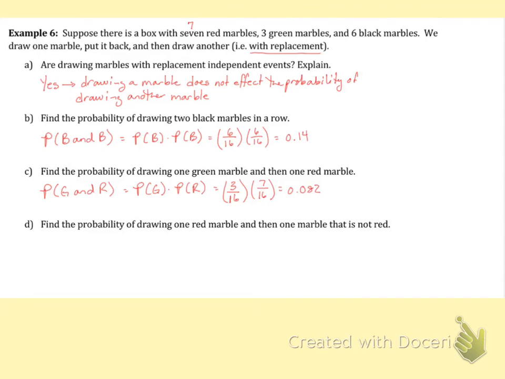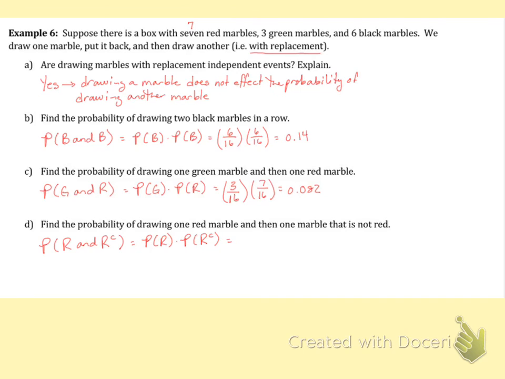And finally, for part D, it says find the probability of drawing 1 red marble and then 1 marble that is not red. So before we do this calculation, let's figure out the probability that a marble, actually no, let's just do it straight away since we're working with fractions anyway. So we're finding the probability that we choose a red and then we choose some color that's not red. So this is going to be the probability that we choose a red marble times the probability that we choose a marble that's not red.